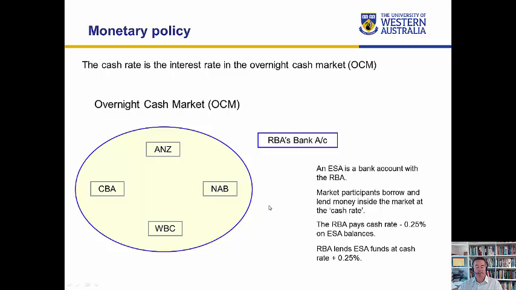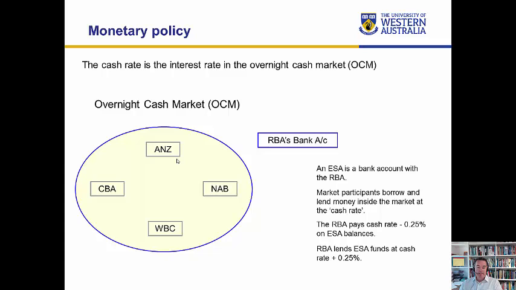Let's just go back to our simple example where you wrote me a $1,000 cheque on a particular day, and that was the only transaction in the market. Let's also assume that at the end of the day, when ANZ wants to transfer the $1,000 to Westpac, the ANZ's got a bit of a problem. Let's assume that there is only $700 in the ANZ's ESA, so they're $300 short.